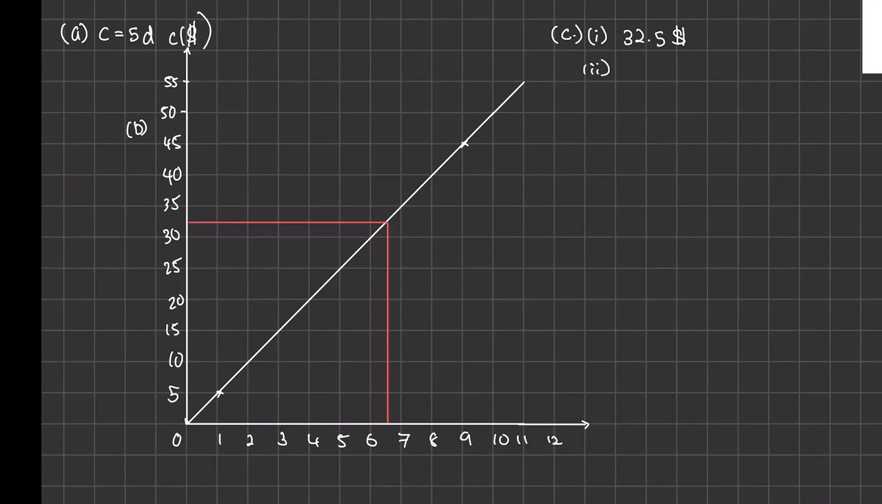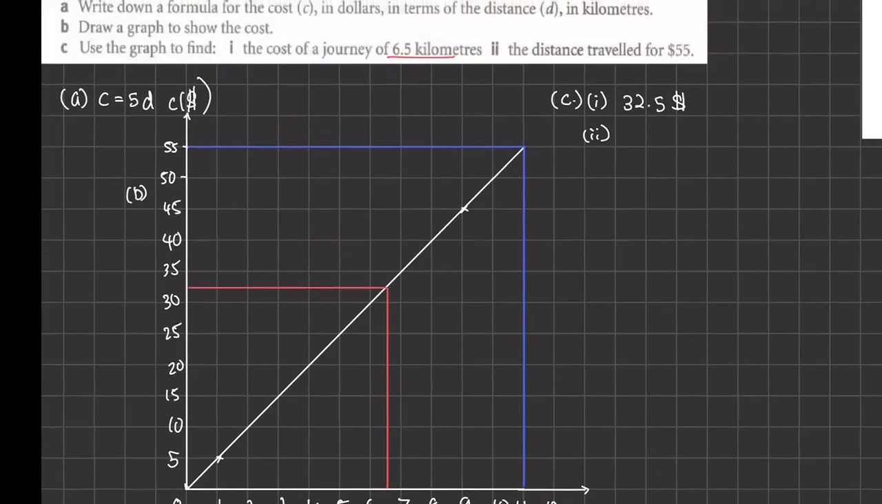And the second one, it says that at $55. So if you calculate mathematically, you should be able to know what's the answer, but they want you to use the graph. So you have to show in the graph so that you can tell the examiners that you understand what they're trying to say. So it will be 11 kilometers.